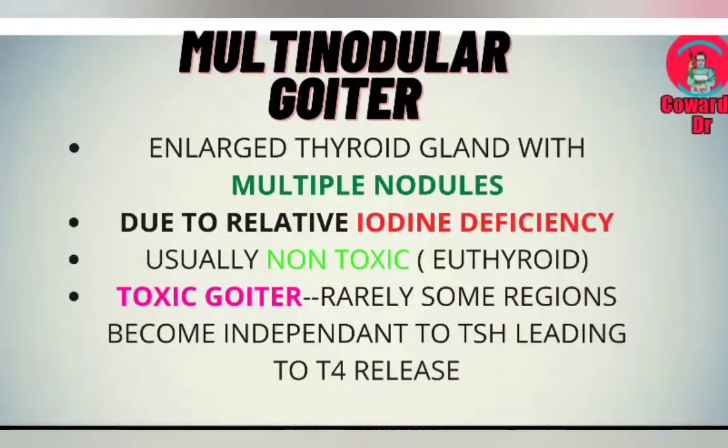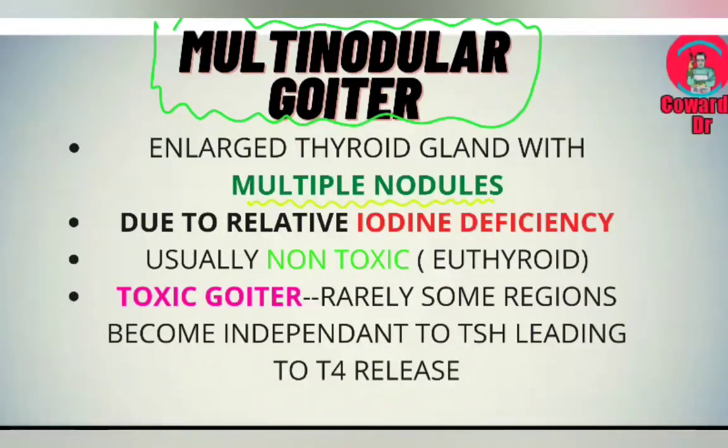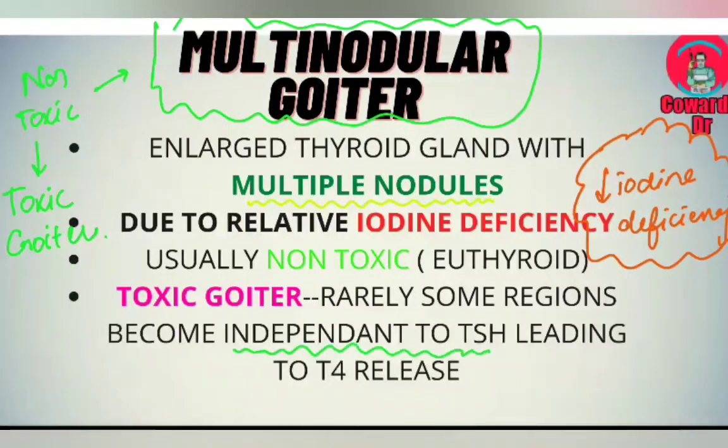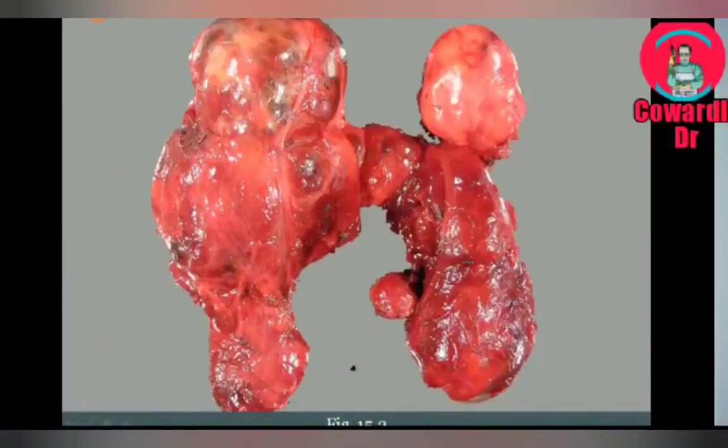Lastly, we are going to discuss multinodular goiter. What is a multinodular goiter? Basically, in this multinodular goiter, there are multiple nodules in a large thyroid gland. It is caused due to relative iodine deficiency. Usually the multinodular goiter is non-toxic, but sometimes it becomes toxic, and it is known as toxic goiter. So what will happen in this toxic goiter is that it becomes independent of the TSH, and there is continuous T4 release. Here we can see a multinodular goiter with multiple nodules.